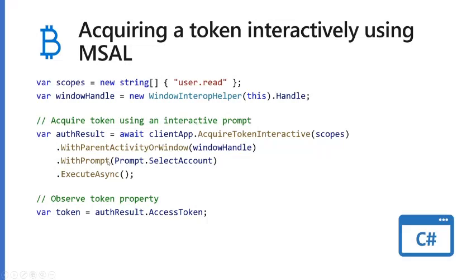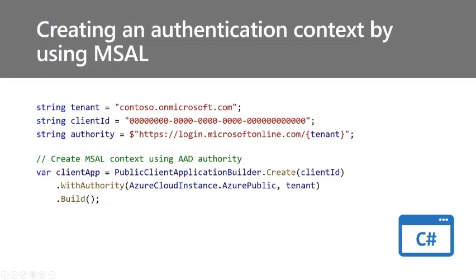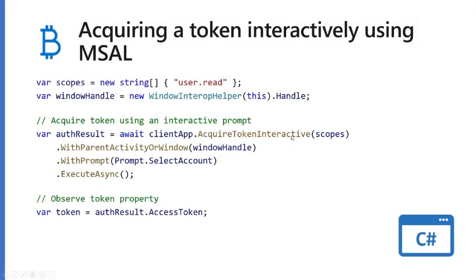Then you say clientApp, which we just created, clientApp.AcquireTokenInteractive with this scope, WithParentActivityOrWindow, which is the window handle, and WithPrompt, Prompt.SelectAccount, ExecuteAsync. So with this code you are simply saying with prompt, which redirects you to select an account with which you want to log in. So this is really the interactive way of acquiring a token using MSAL.